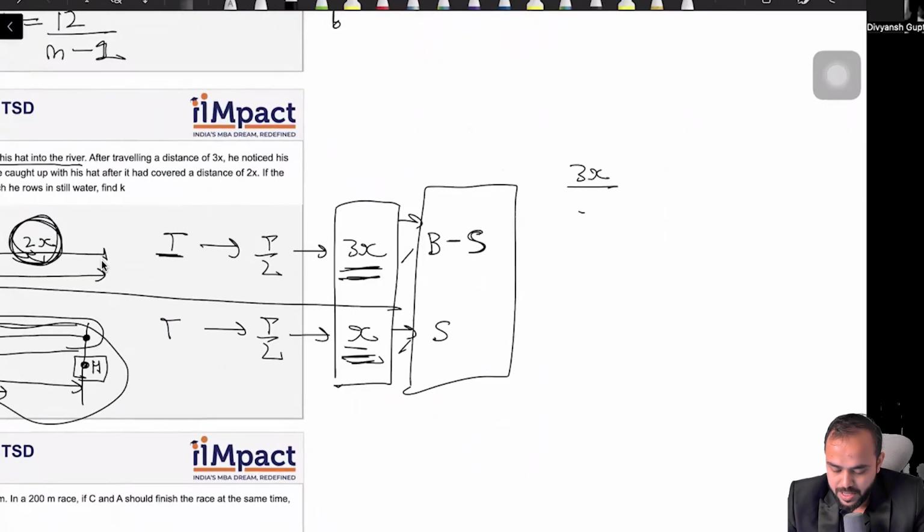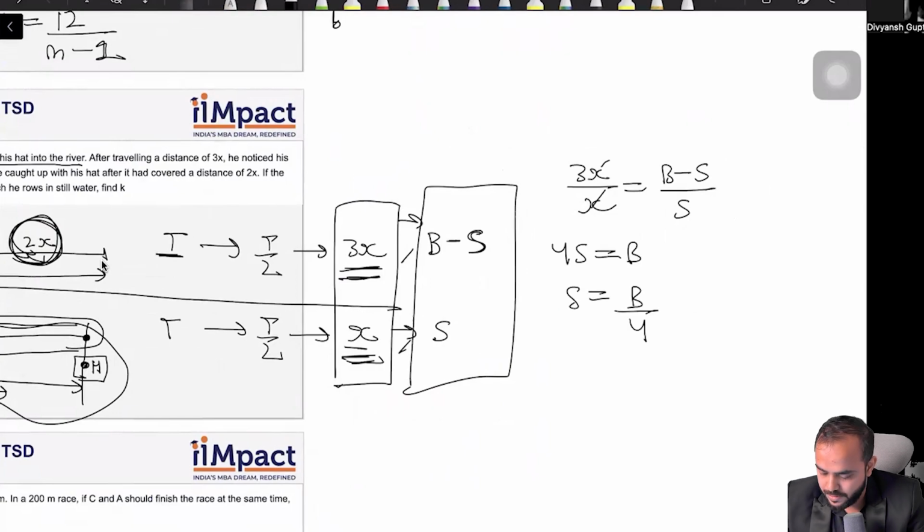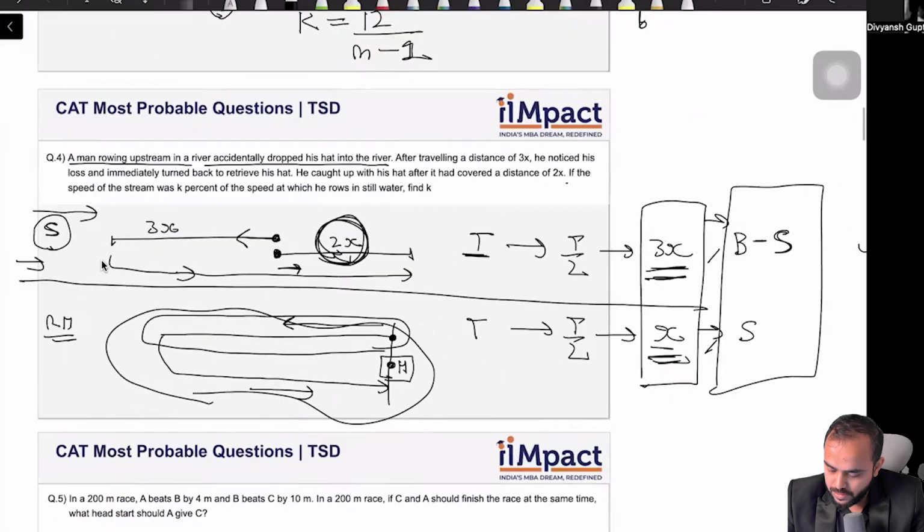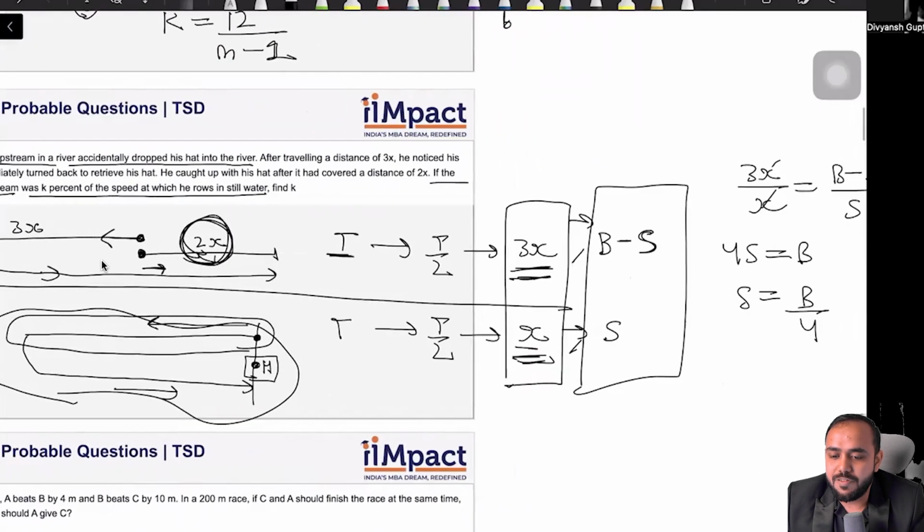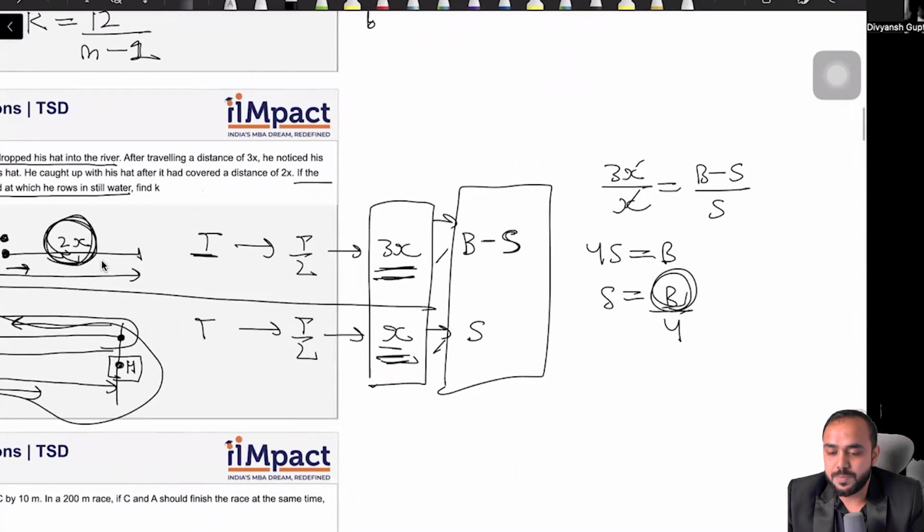So 3x upon x should be equal to boat minus stream upon stream. And from here, I'll get 4 times stream is equal to boat, or stream is equal to boat by 4. So the speed of the stream was k% of the speed at which he rowed in still water. So the stream speed is 25% of the rowing speed, which is the boat speed. So the answer will be 25.